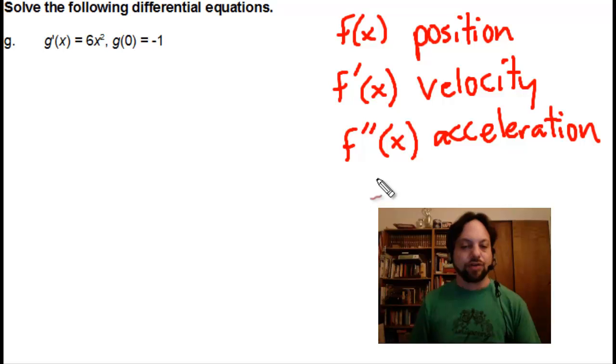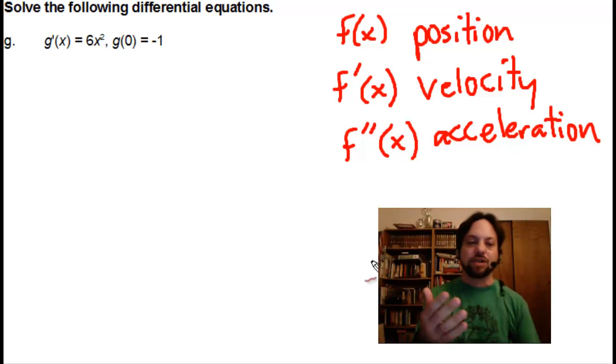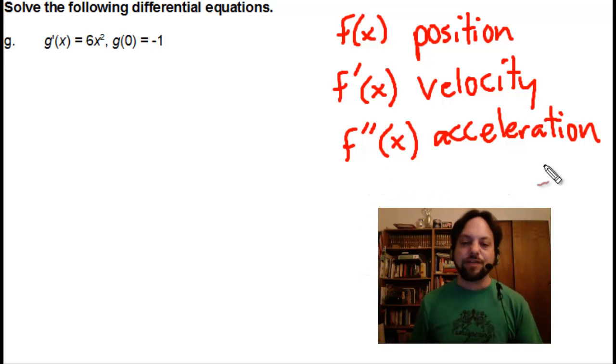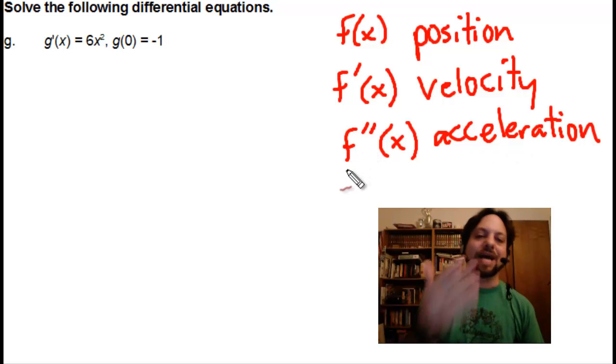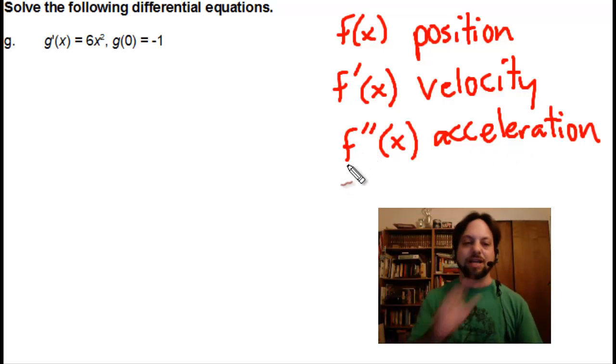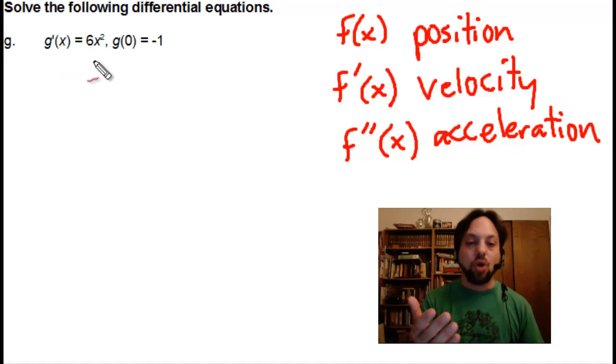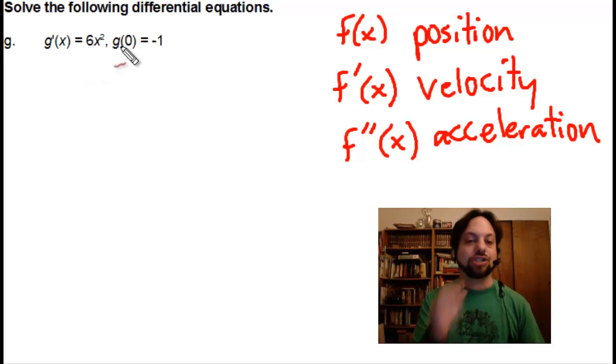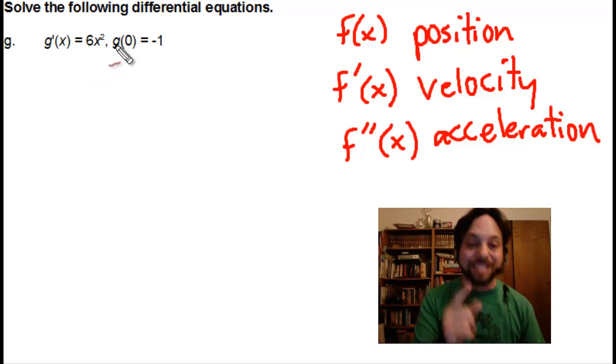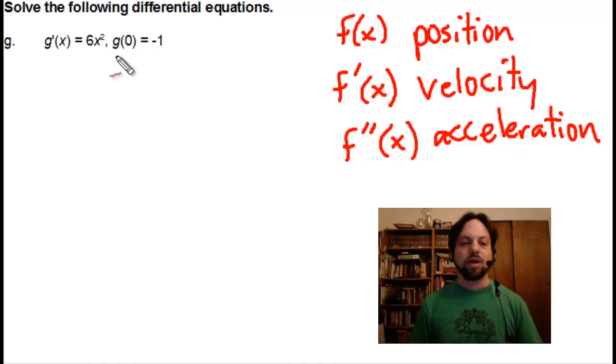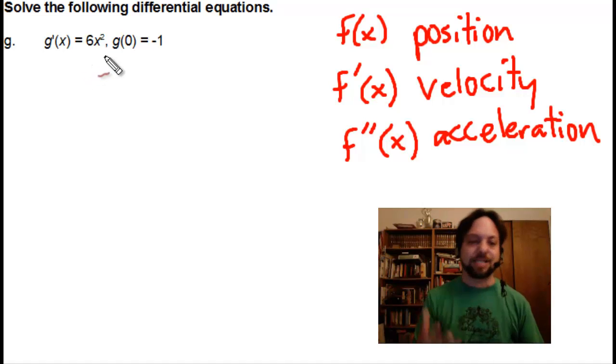Now, of course, we can go further and look at the third and fourth and fifth derivative and so on and so on. But any further than acceleration, I invite you to ask your physics teacher about that one, and we'll leave that alone for the sake of calculus. Now, all this being said, here we are given a velocity. The velocity is given as 6x squared, and we're told that the initial position, g of 0, is -1. Well, how is the initial position going to help us if what we're given is velocity?